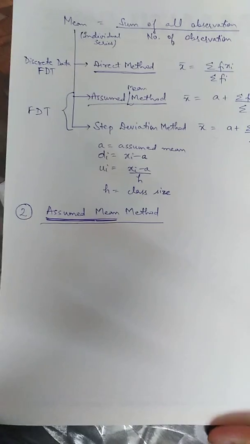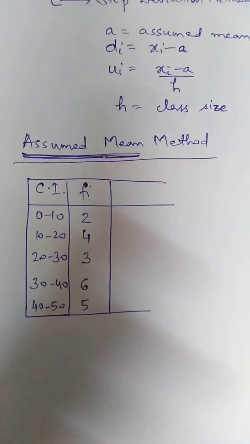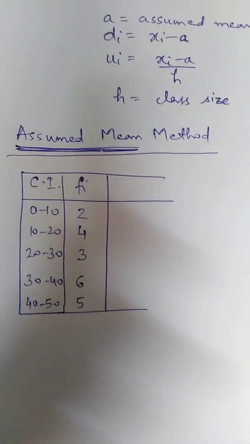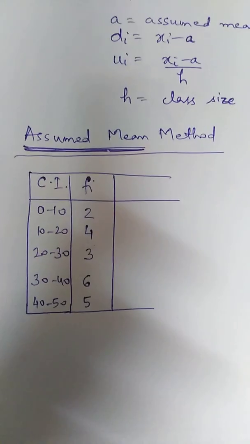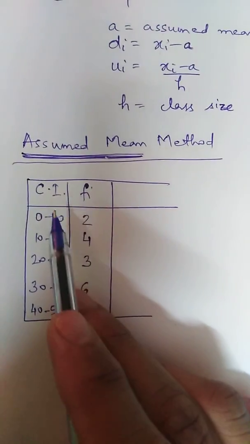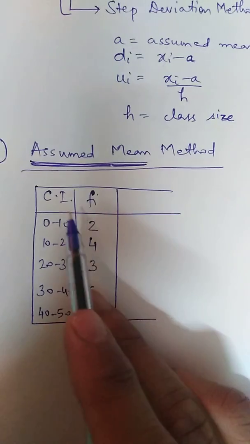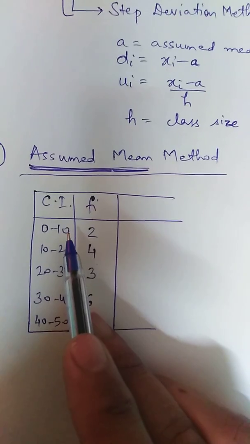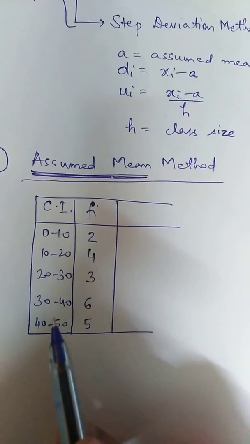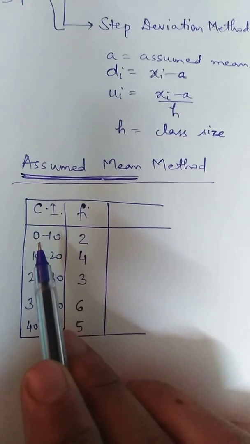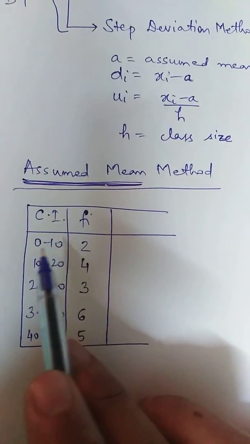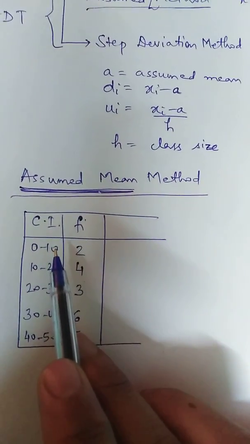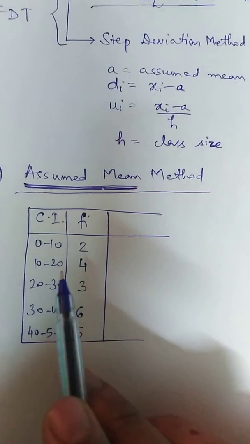So at first, let's take one data. Initially we are taking a small data with 5 class intervals only. Let's revise the knowledge about the frequency distribution table in this way. This 0 to 10 is a class interval in which 0 is the lower class limit and 10 is the upper class limit. There are 5 class intervals, and for the class size we have to subtract the lower class limit from the upper class limit. Then we get the class size. So 10 minus 0 is 10. So the class size for this is 10.